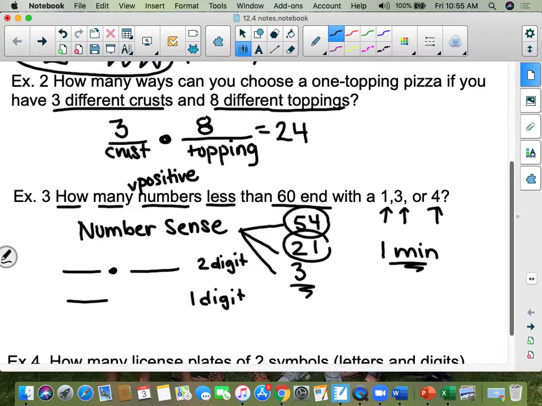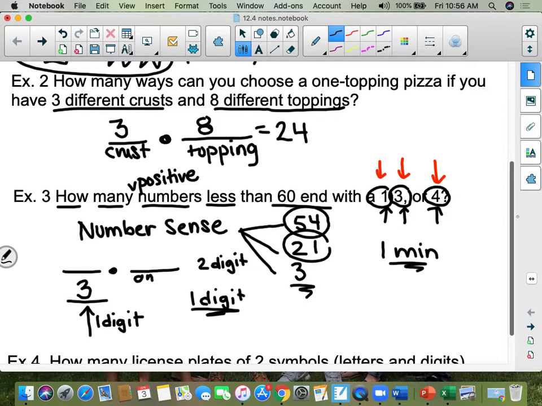Well, let's start with this one right here. How many 1-digit numbers end with a 1, 3, or a 4? This stands for 1 digit. How many choices are there? There are 3 choices. That 3 doesn't stand for the number 3. It stands for the number of choices that can be put there. What are the 3 choices? The choices are the 1, the 3, or the 4. So there are 3 choices that you can put there.